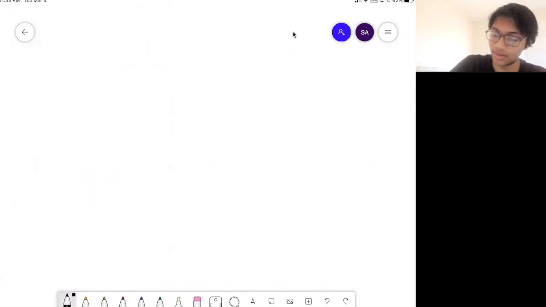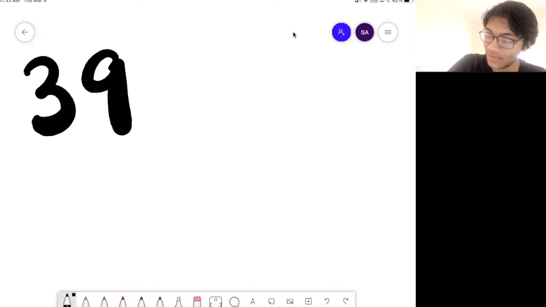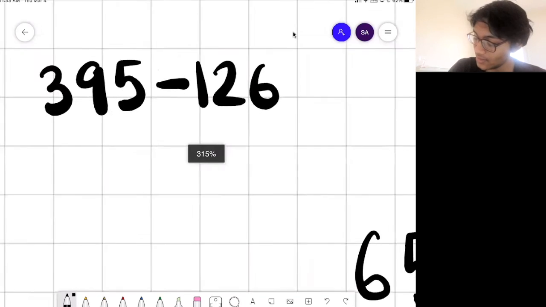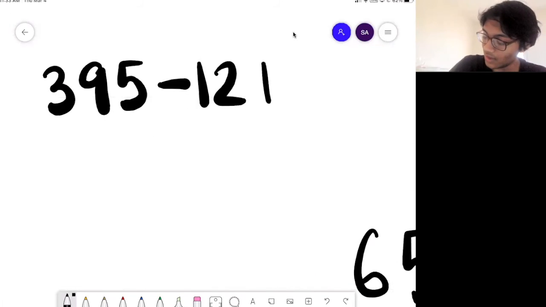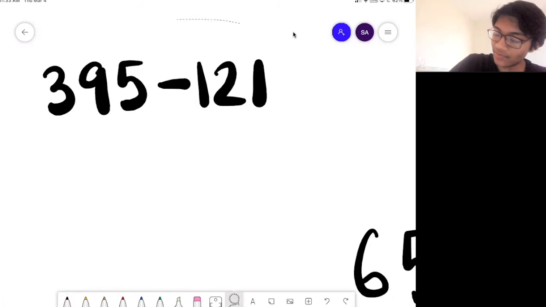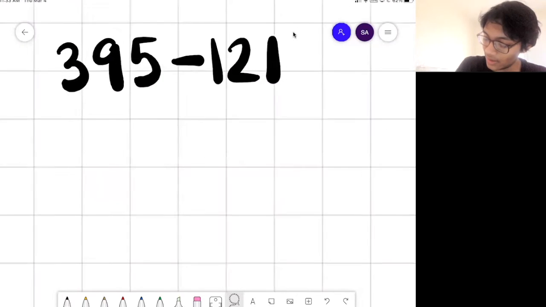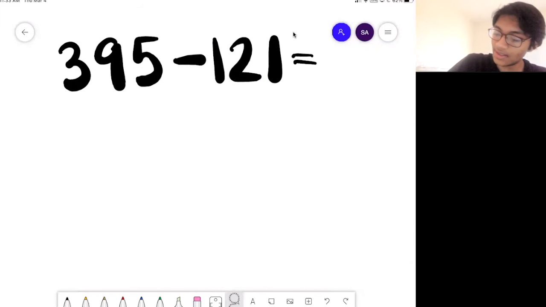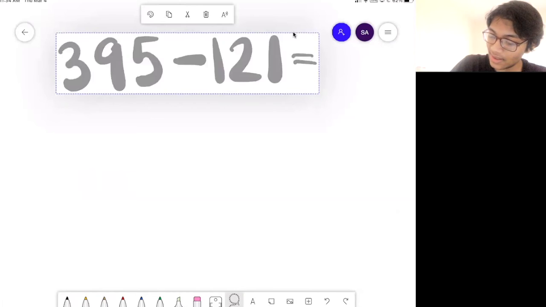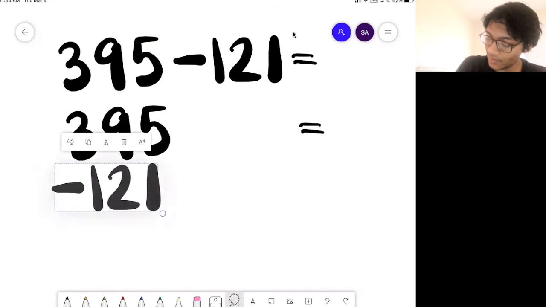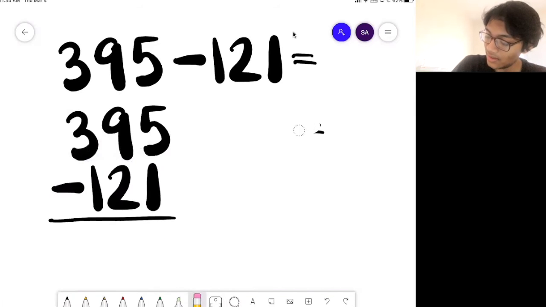So let's say we have 395 minus 126. Or why not 120? Let's do 121. So I'm going to give myself some more room, put this way up there, and let's see how we're going to do this. So I'm going to copy this, right? Always you're going to write it on the next line, put the minus 121 under the 395, put my bar, erase anything I don't need, and now I can look at my first column.